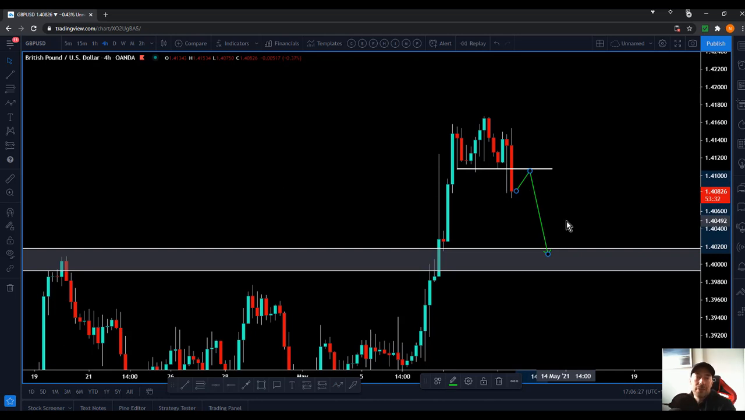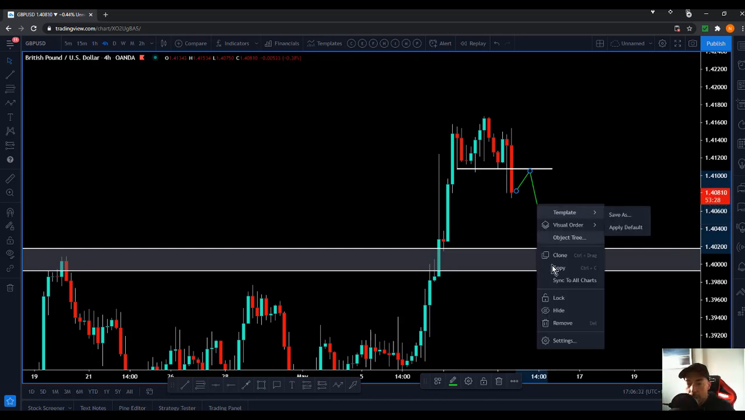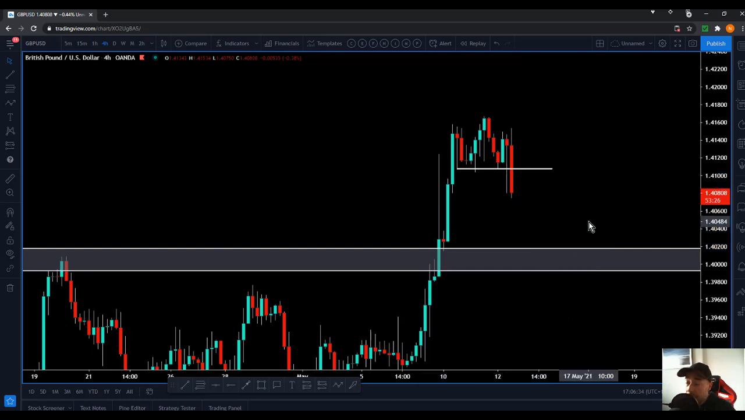And now when I say look for sellers to come in, what are you going to look for? Well, you're going to look on the smaller time frames for things like an evening star pattern, which is a reversal pattern, maybe on the 15-minute time frame.